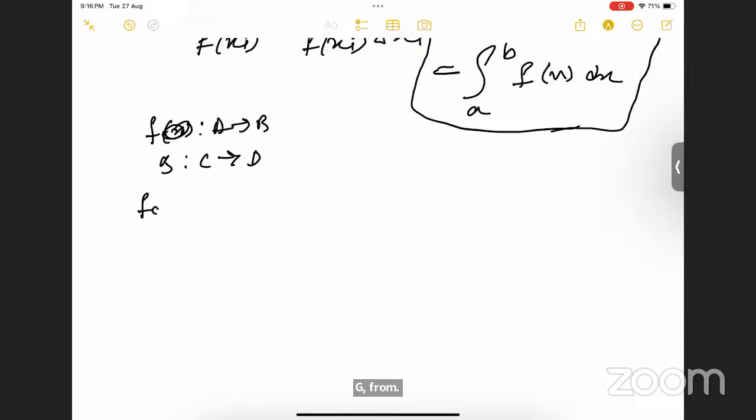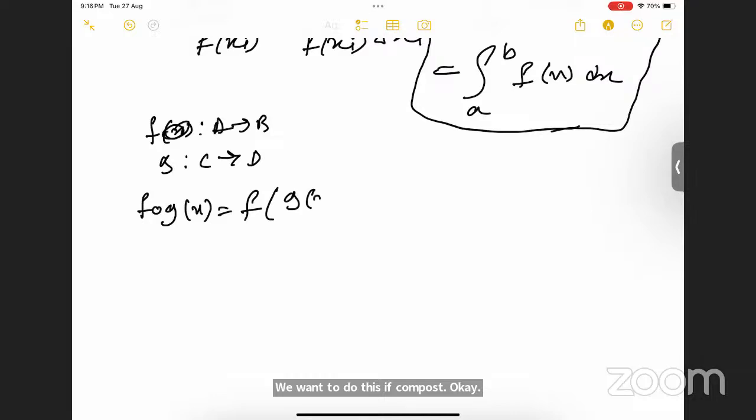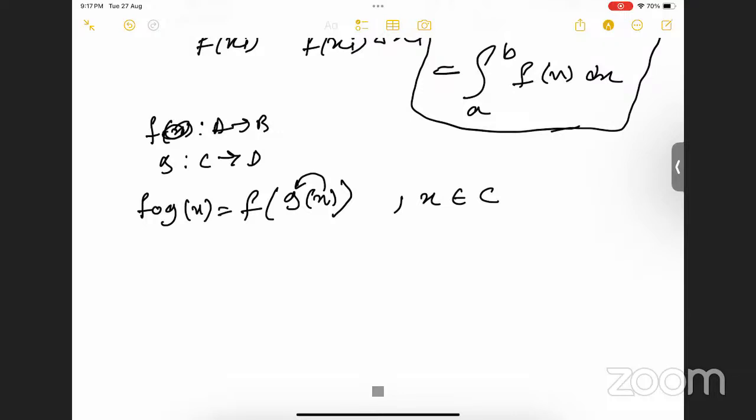So we want to do this F compose G, okay? F compose G of x is defined as F of G of x, right? So we are applying G over x, and then applying F over it. So the first condition is x should be in the domain of G. Otherwise, this may not be valid, right? This is the first one. And then we are applying F over G of x.